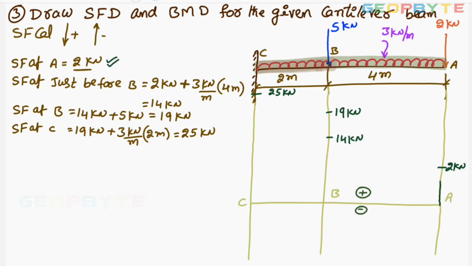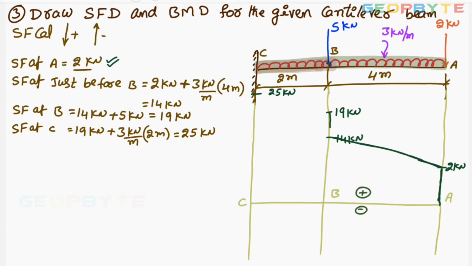From A, go for the load, go for the value. SF at just before B and SF at B both are lying on the same line only, but the effect of UDL on shear force is uniformly or linearly varying. That's why you just join the two load values like this. That is a straight line. That is the effect of UDL.